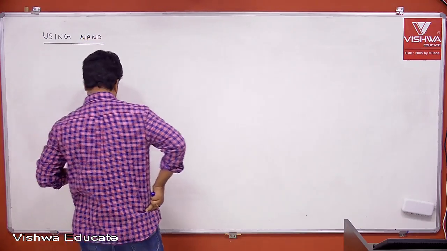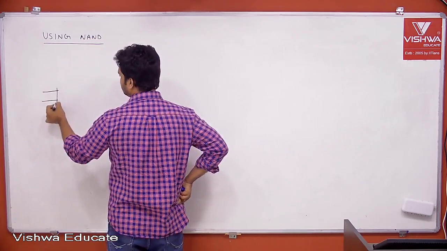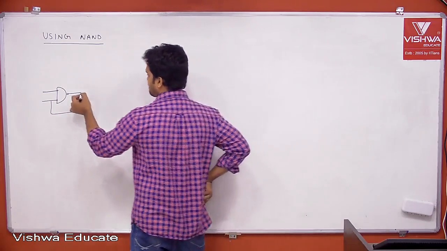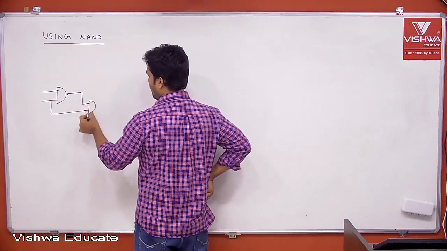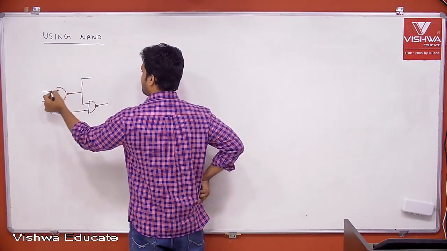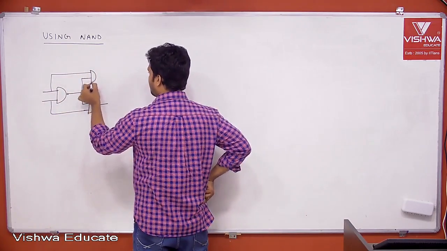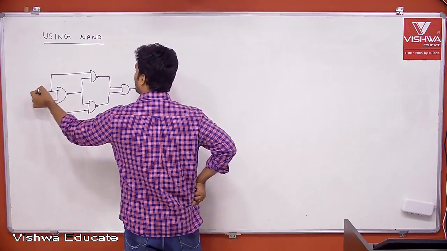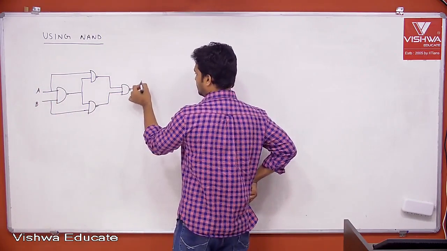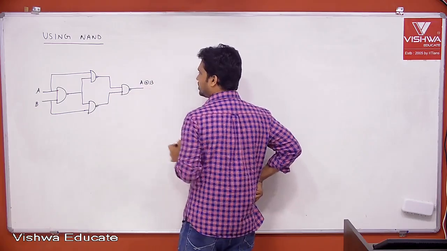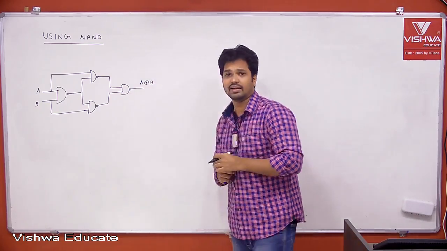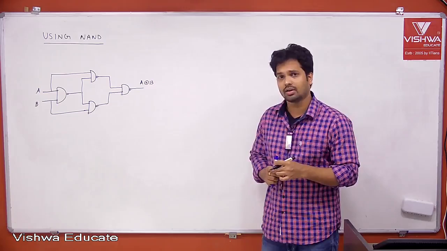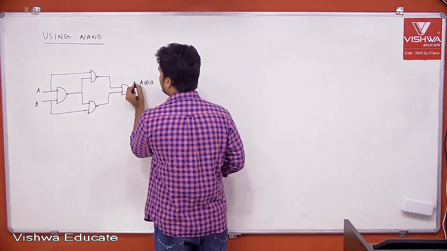Let me check with NAND. The basic part is the same, because for the XOR gate, how many gates are required? We know 4 gates. A, B. This is A XOR B. Up to this, okay. Here, I need borrow. What is borrow? A bar into B. This is my difference.